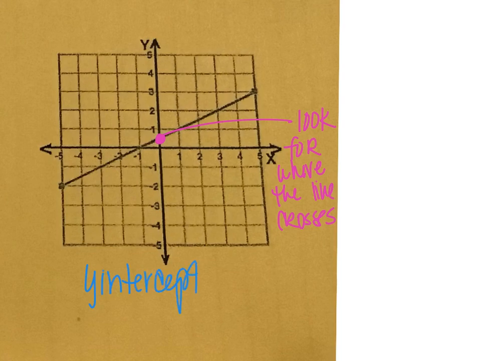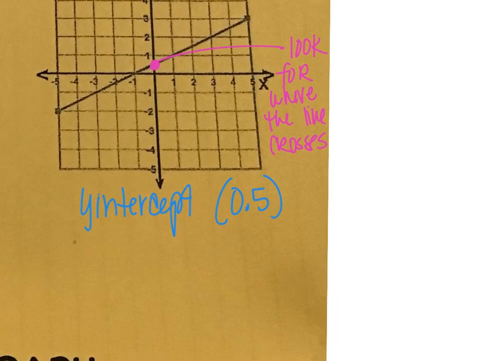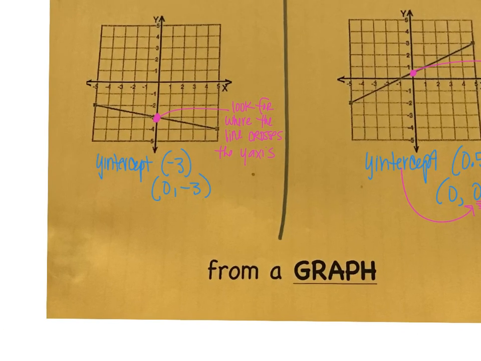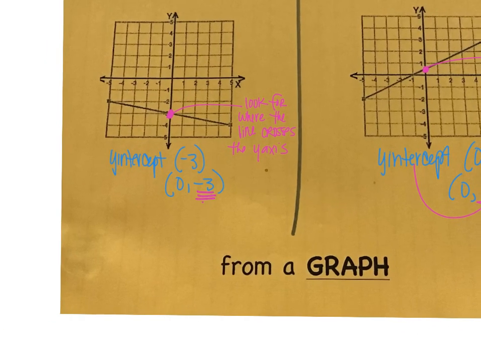And it's honestly that easy. 0.5. So the whole ordered pair would be 0 and then 0.5. But remember, 0.5, that's your y-intercept. And same thing over on this one. The ordered pair is 0, -3, but the y-intercept, I would just say, is -3. That's your main answer.